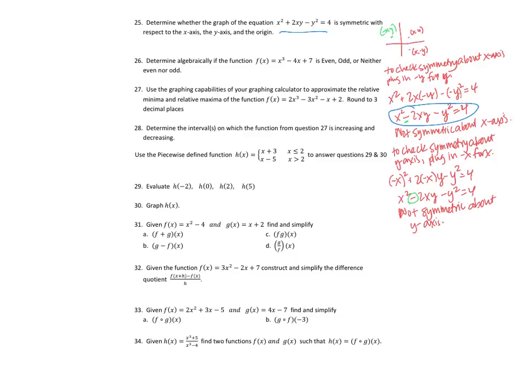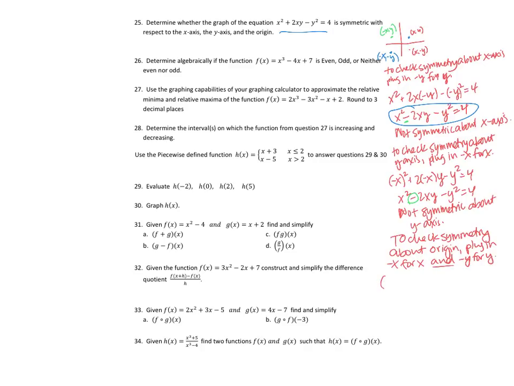Okay, and to check symmetry about the origin, that is, for any given x, y point, negative x, negative y would also have to be on there if it's symmetric about the origin. So to check symmetry about the origin, we're going to do both: plug in negative x for x and negative y for y.